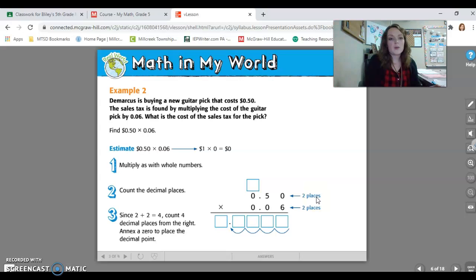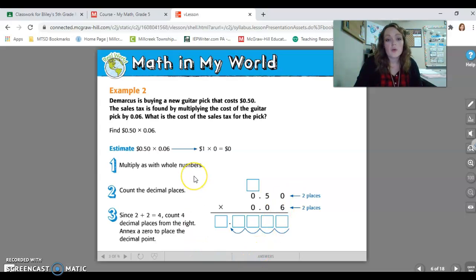Let's try our second example. It says DeMarcus is buying a new guitar pick that costs 50 cents. The sales tax is found by multiplying the cost of the guitar pick by 6/100. What is the cost of the sales tax for the pick?